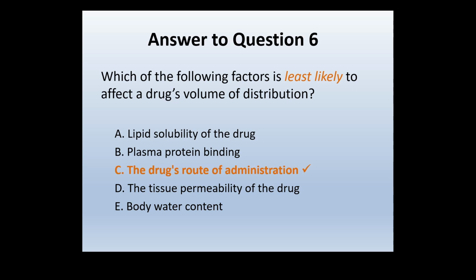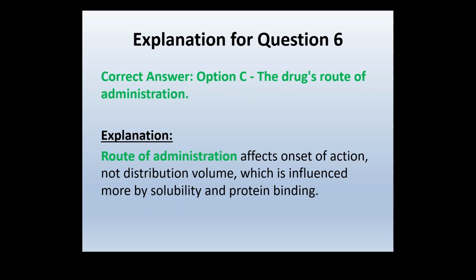The answer is option C. The explanation is as follows. The drug's route of administration primarily affects the onset of drug action but does not significantly impact the volume of distribution. Volume of distribution relates more directly to how a drug is distributed in body tissues and fluids after entering the bloodstream, rather than how it initially enters the body.